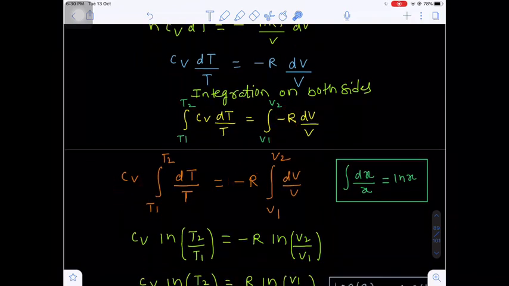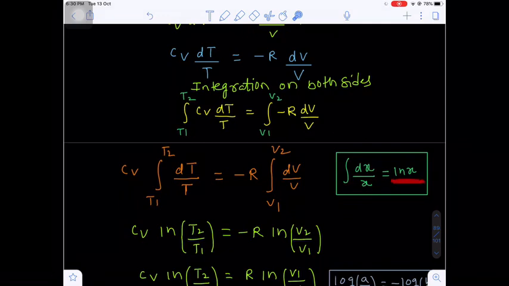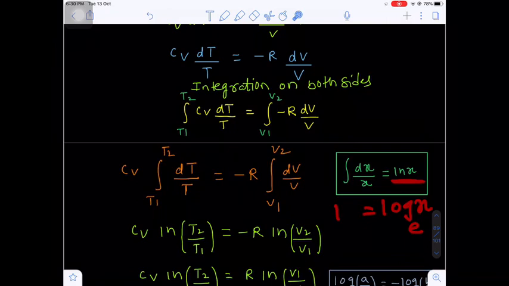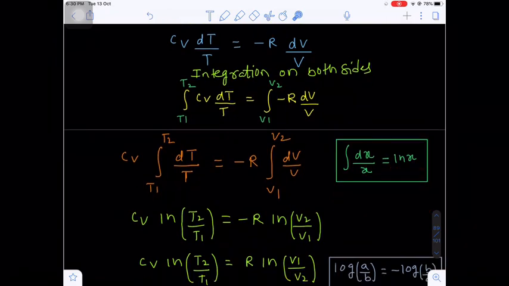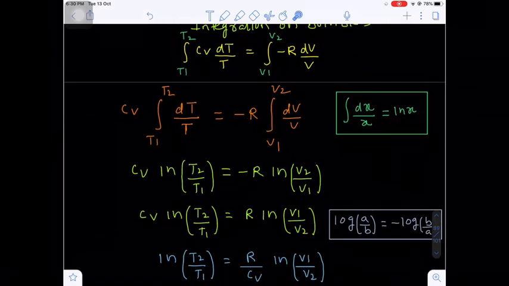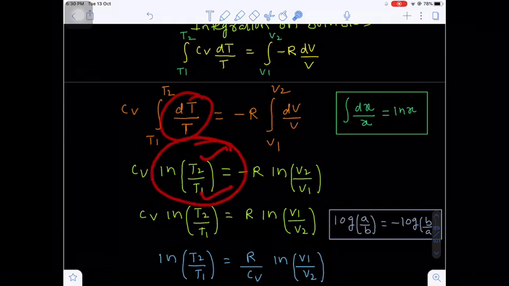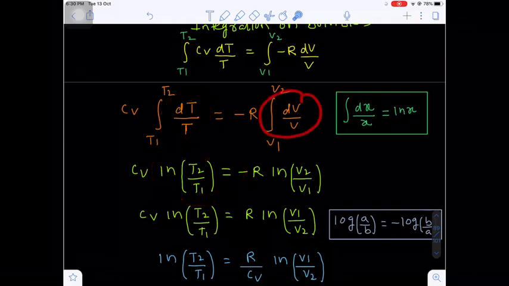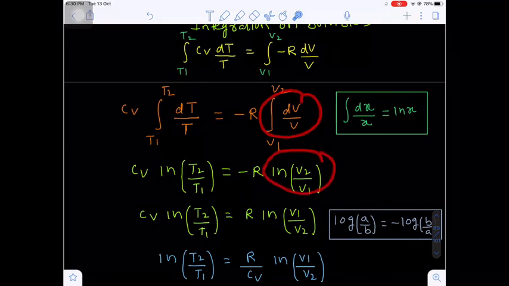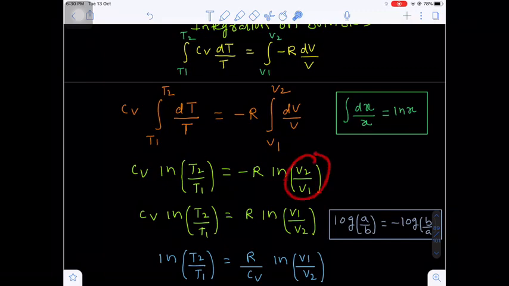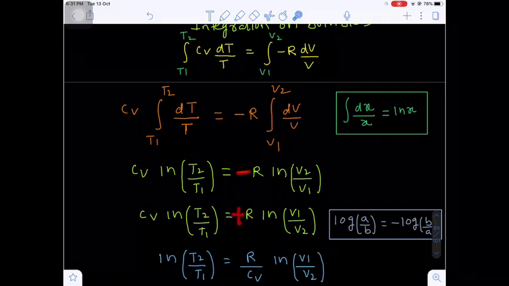Okay. Now do you know integral dx by x will be equal to ln x, or logarithm x to the base e. Ln x is nothing but logarithm x to the base e. Okay. Now integral dt by t is nothing but ln t, upper limit T2, lower limit T1. That's why ln T2 by T1 I am writing here. Here ln v, upper limit V2, lower limit V1. So V2 by V1 I am writing here. Now remember, if I interchange the numerator and denominator, you will get a negative sign. So already there is a negative sign outside. So minus into minus you will get what?